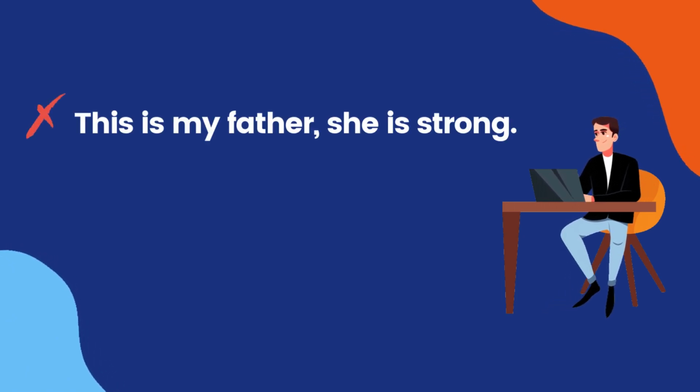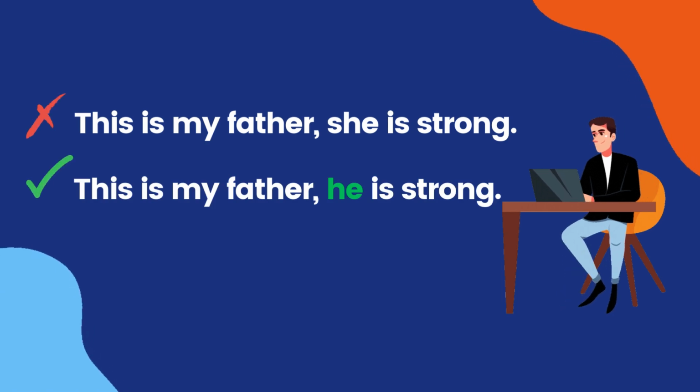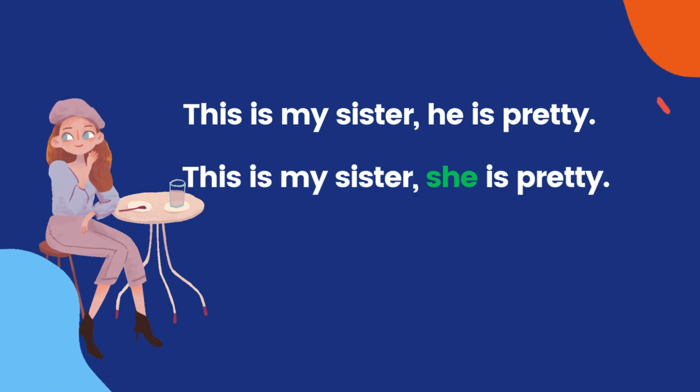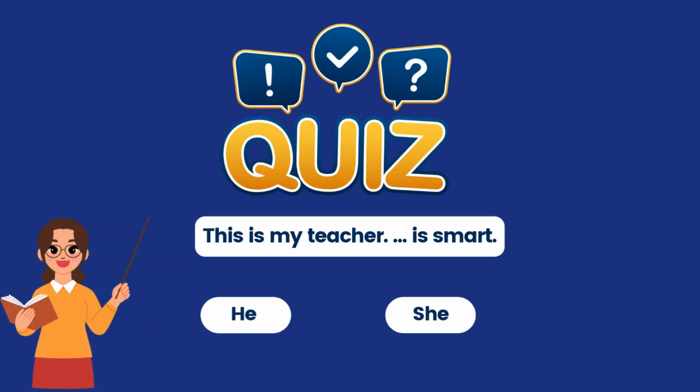This is my father. She is strong. This is my father. He is strong. This is my sister. He is pretty. This is my sister. She is pretty. Okay, quiz time. This is my teacher. He is smart or she is smart?